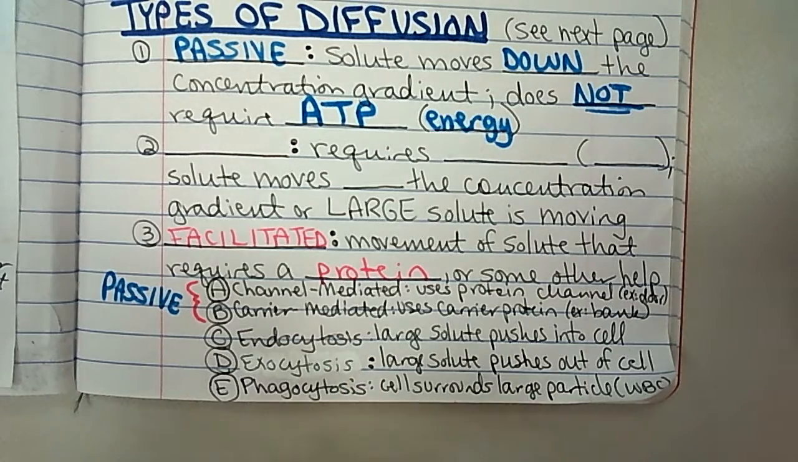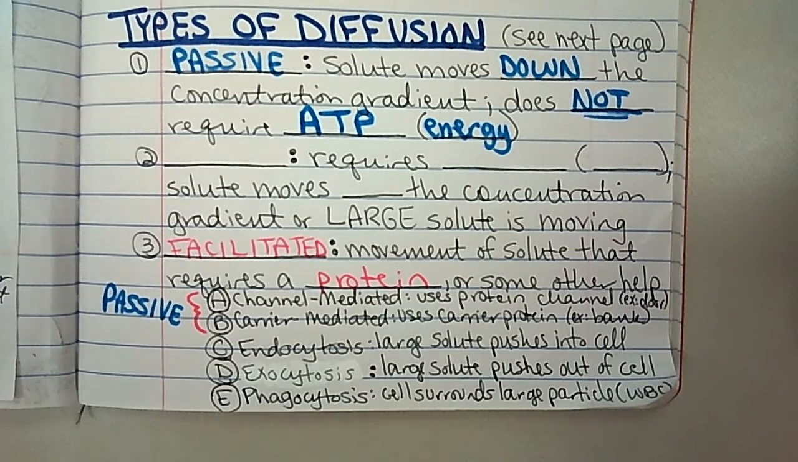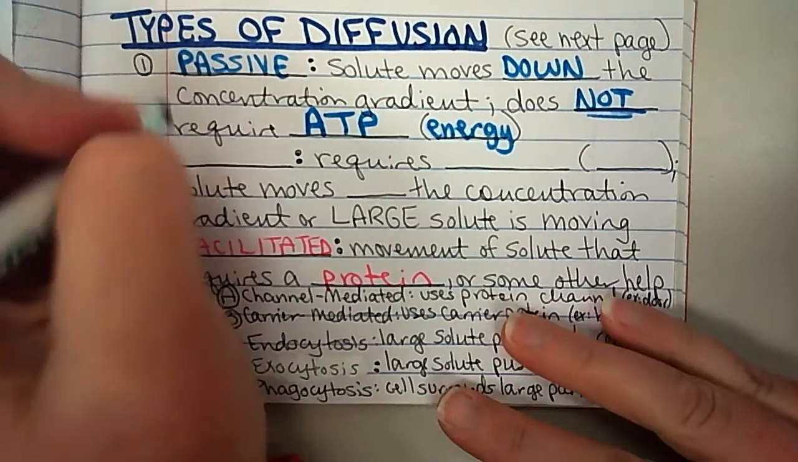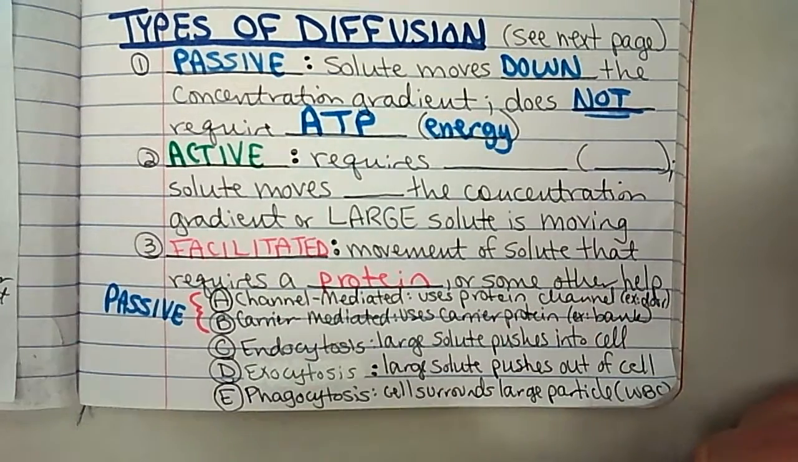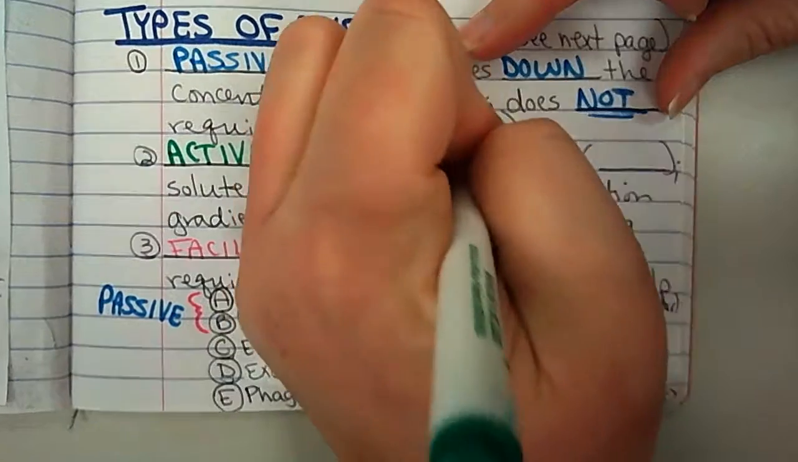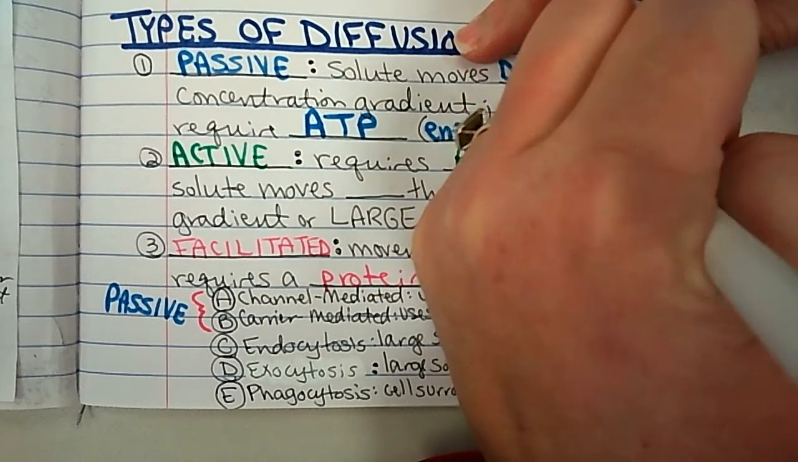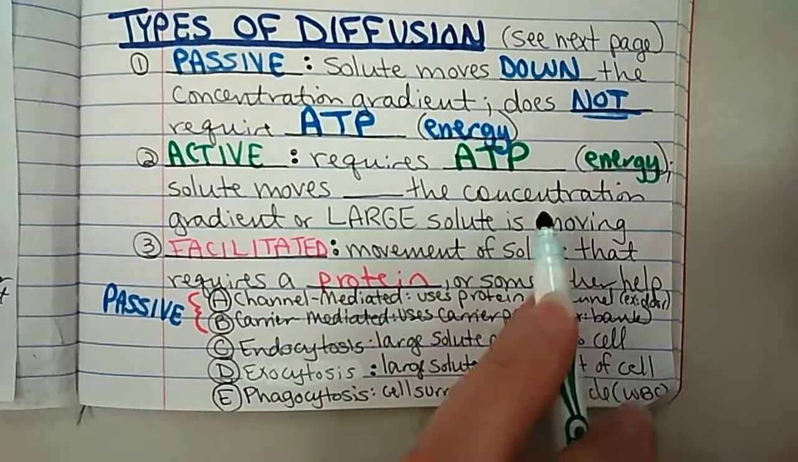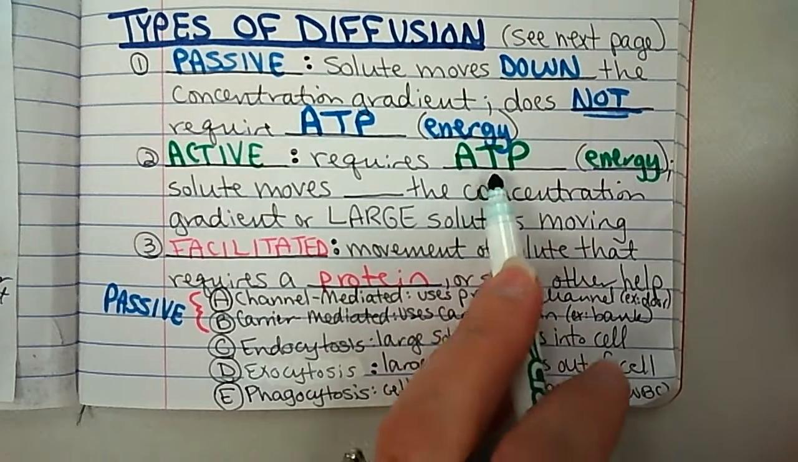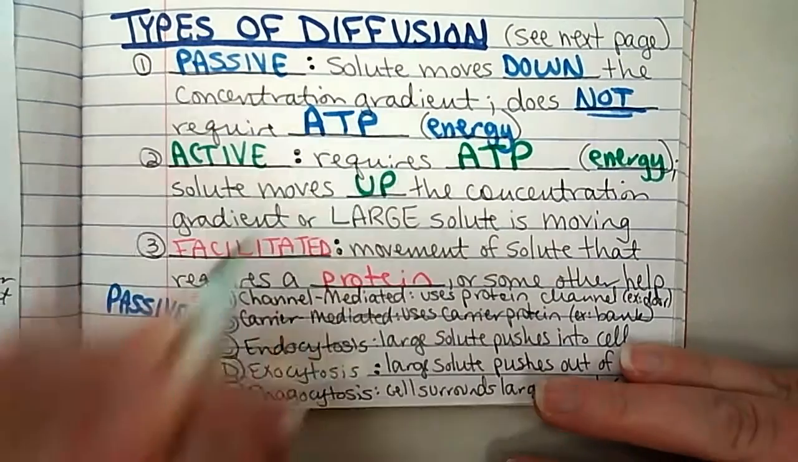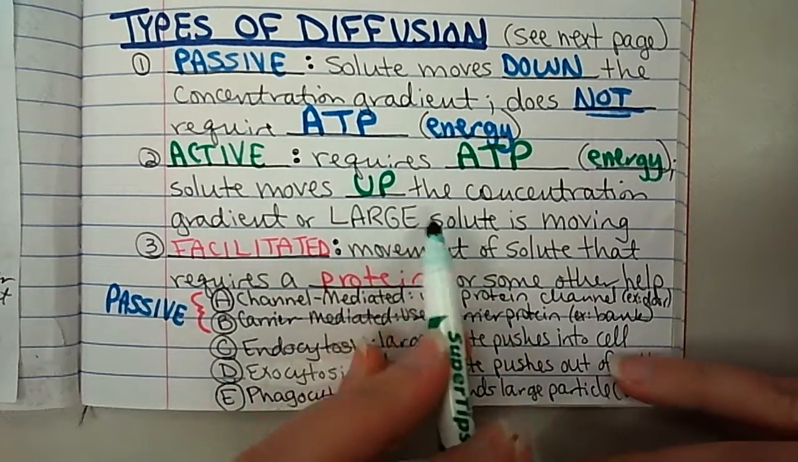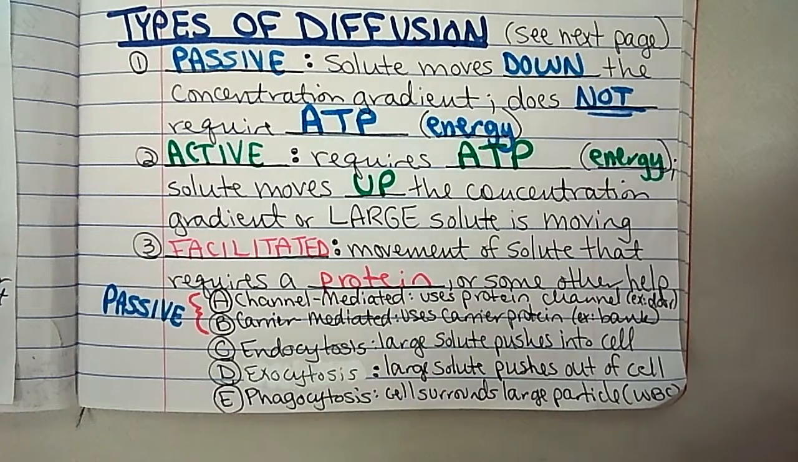So the other type of diffusion is called active. Let me find a different color. Use green. So active diffusion requires ATP, which is energy. Requires ATP. That is cellular energy, adenosine triphosphate. So this is where the solute moves up the concentration gradient, or it's really large and it's moving in or out of the cell. So let's look at a couple of those.